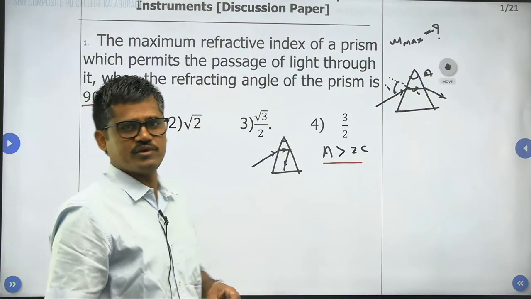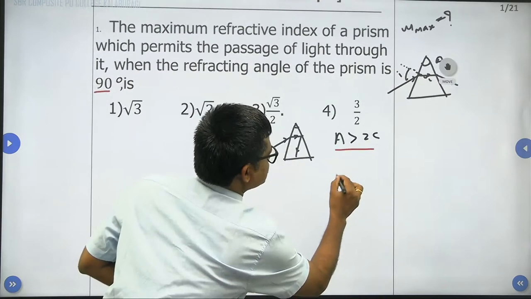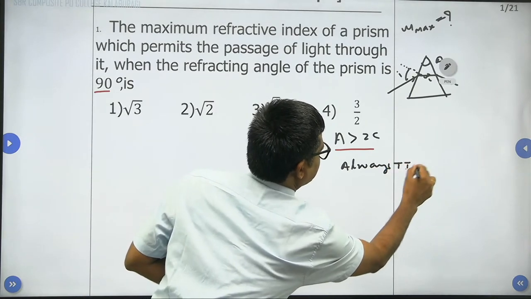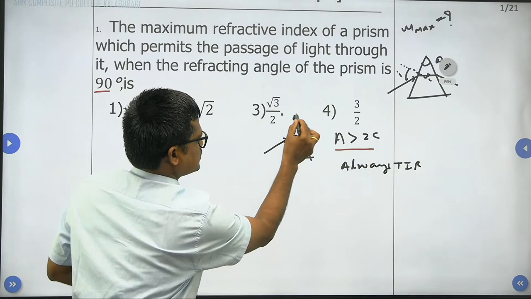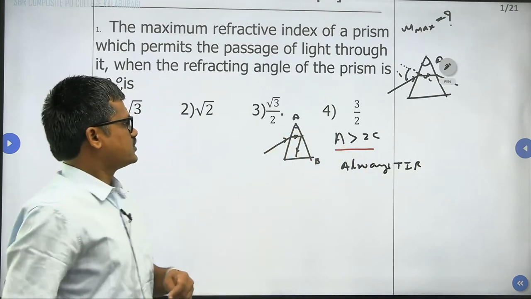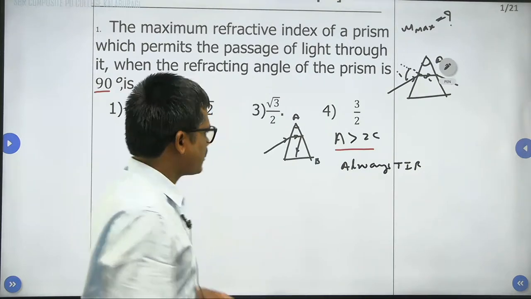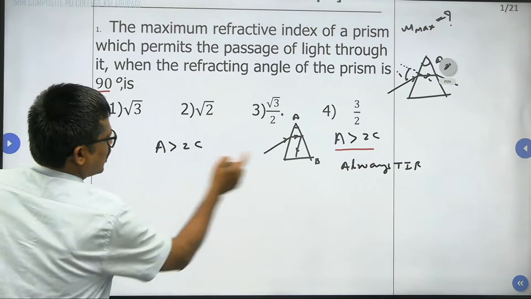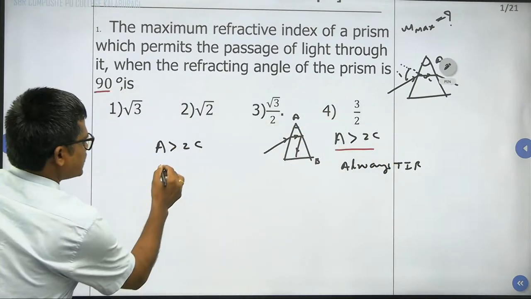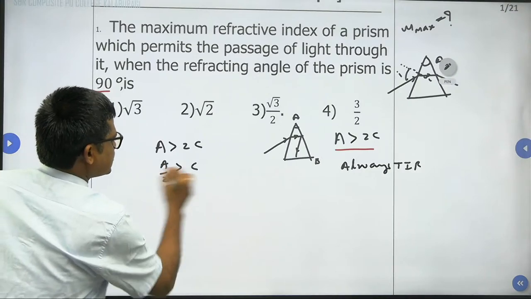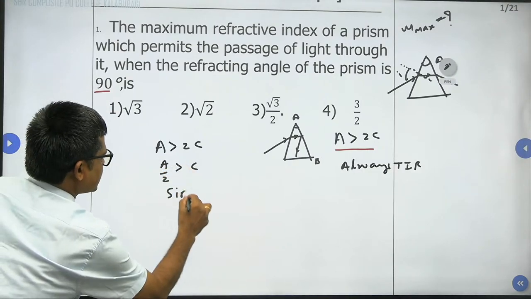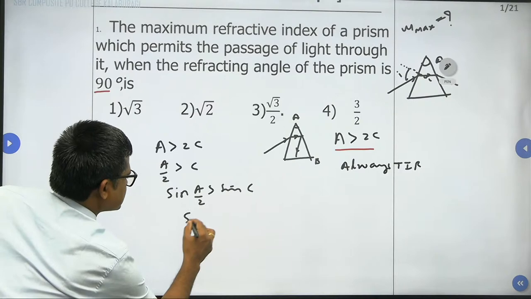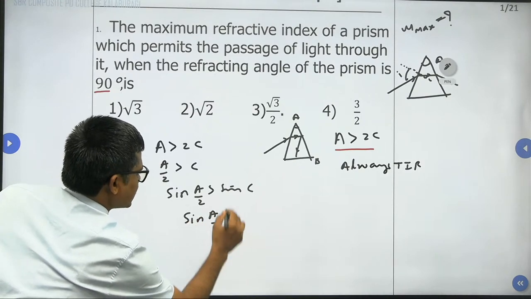Now with this, this is the formula for always TIR at the surface, say AB. So the condition for that is A is greater than 2C. This is the condition for not passing through, always TIR. It will not pass through the prism. So can I write here A by 2 is greater than C? So I'll take sine both sides. Sine of A by 2 is greater than sine of C.